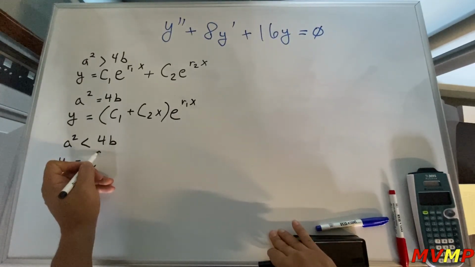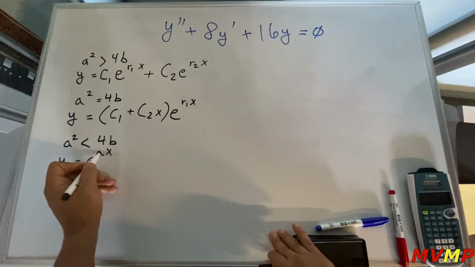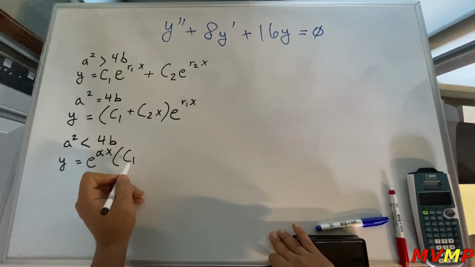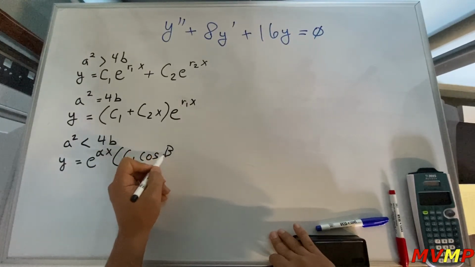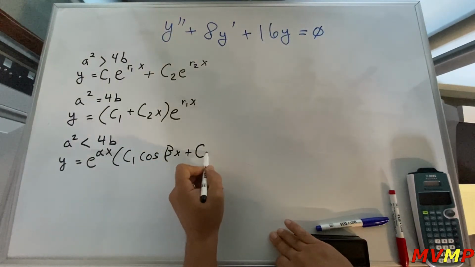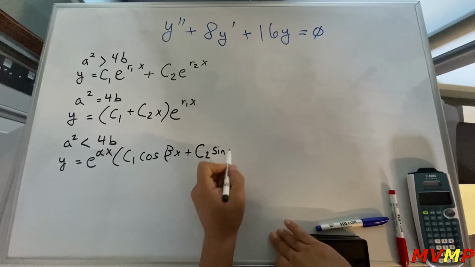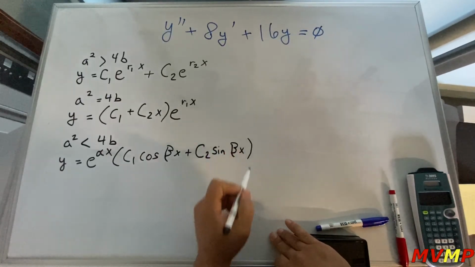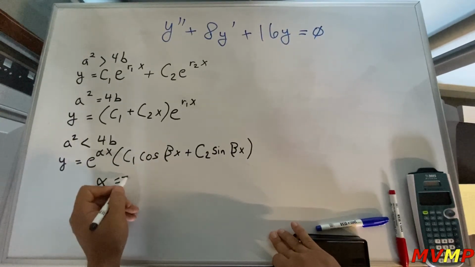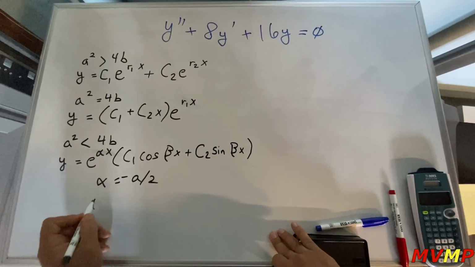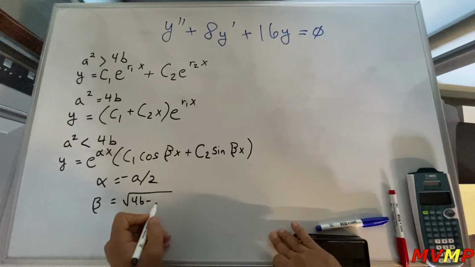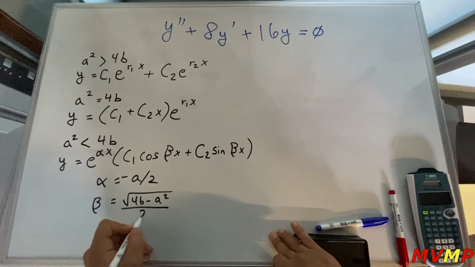And in the case where a squared is less than 4b, which is underdamped, then it would be y equals e^(alpha x) times (c1 cosine beta x plus c2 sine beta x). And in this, the alpha is just negative a divided by 2, and your beta is the square root of 4b minus a squared, over 2.